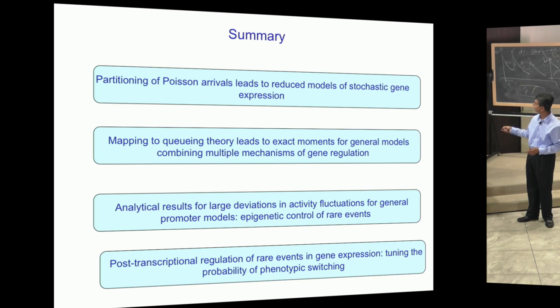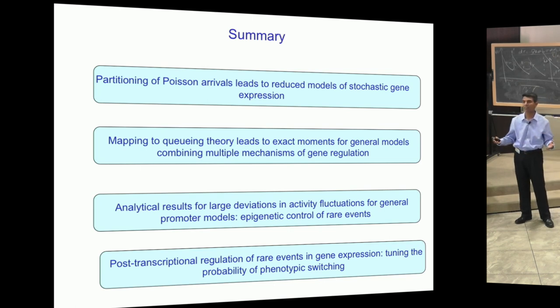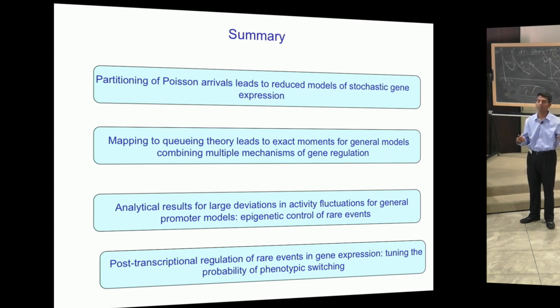And then I'm excited about these results for large deviations, the application of large deviation theory to gene expression models, and in particular, looking at the implications for possible epigenetic control of rare events. So we look at different epigenetic mechanisms. You go to different regions in parameter space, and as we have learned, in different regions of parameter space, you can have possible dynamical phase transitions. That's something that I'm interested in pursuing. I didn't get to talk about it, but I'm also interested in looking at how post-transcriptional regulation impacts the probability of rare events.